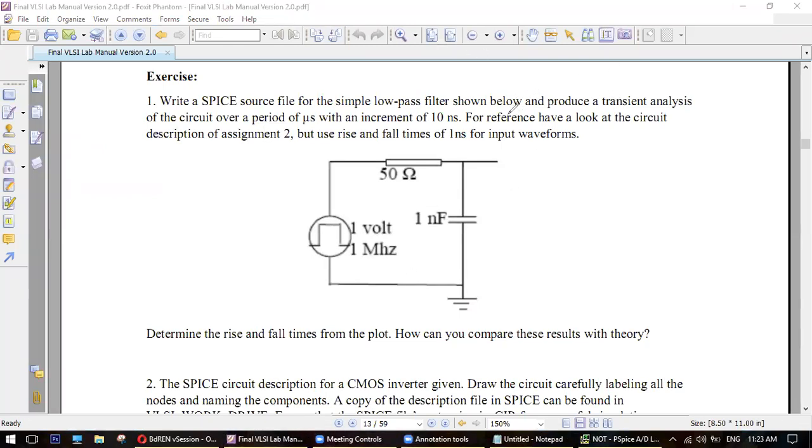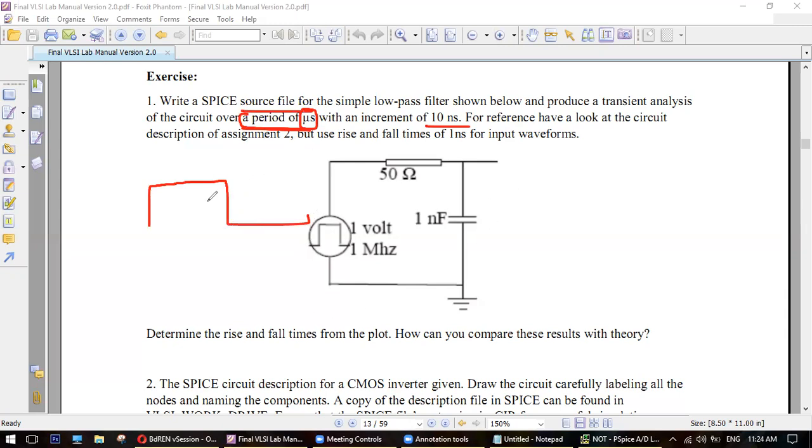It says produce a transient analysis of the circuit over a period of microsecond, with an increment of 10 nanosecond. Okay, it is given, so it is not asked. So we can only check for 1 microsecond. A period of microsecond means 1 microsecond. Got my point? That means only 1 cycle.